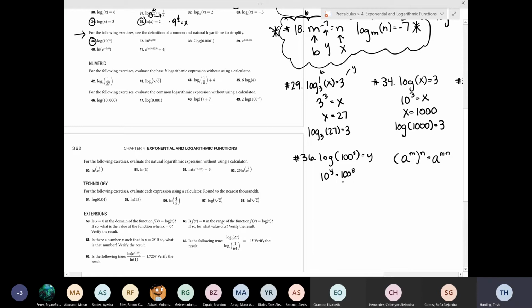So what I need to do is try and get these to have a common base. So 10 to the y, well, if 100 is 10 squared, and then that's to the 8th, I'm going to have 10 to the y equals 10 to the 16th. So my y is going to be equal to 16. So log 10^8 is going to be 16. Yeah, we did that one. We'll go ahead and try this one.